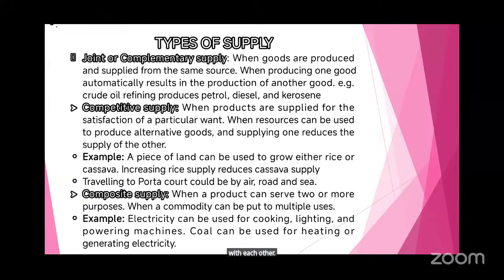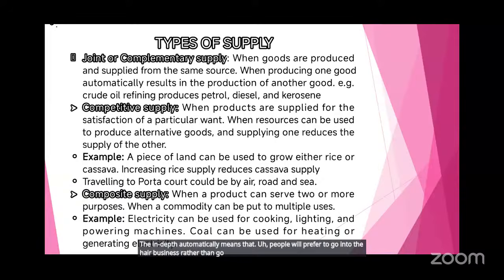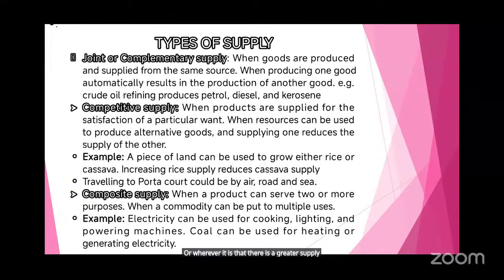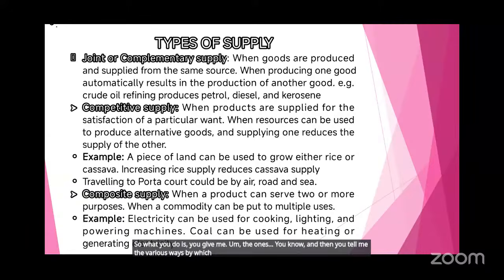If more people travel by air, then that also automatically means that people will prefer to go into the air business rather than the bus business, buying buses, because they will toe the line of wherever there is a greater supply. So we say they're in competition with each other. So can you now give me examples? What you do is you give me the wants, and then you tell me the various ways by which it can be supplied.